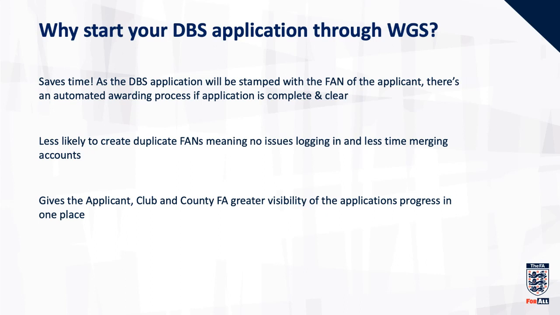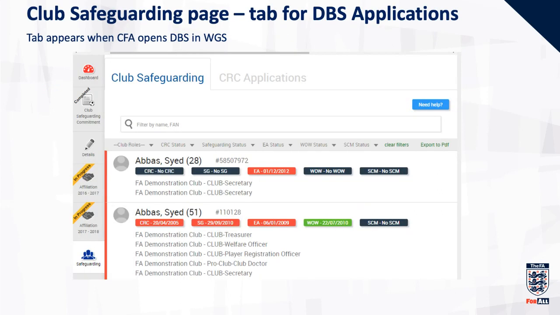So you're not having to jump between different systems trying to understand where something is, and the applicant doesn't have to keep coming to you to say, any chance of this being sorted yet? Where am I up to? They actually can just log back into Whole Game System and they'll see if it's in progress, if it requires payment, or if it is indeed complete and clear.